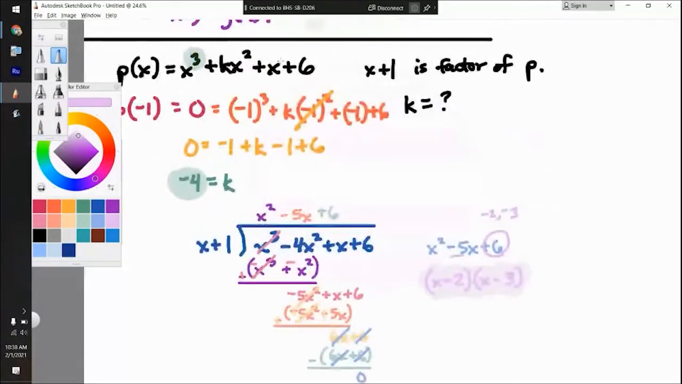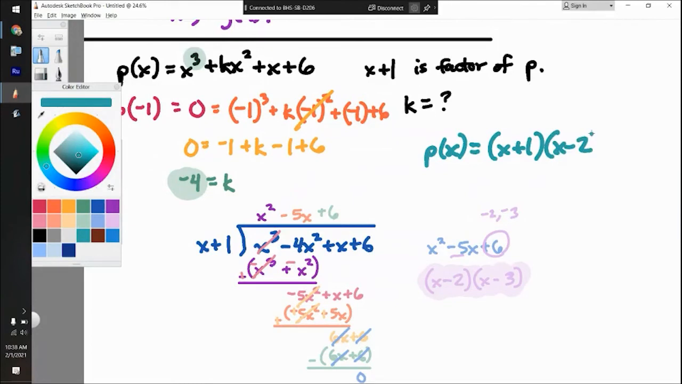Okay. So essentially, P of x is equal to the following. P of x is equal to x cubed plus -4x squared plus x plus 6, but it's also equal to, in factored form, x plus 1 times x minus 2 times x minus 3. You should have 3 factors because it's x to the third, and that's basically the answer for that one where it's completely factored.